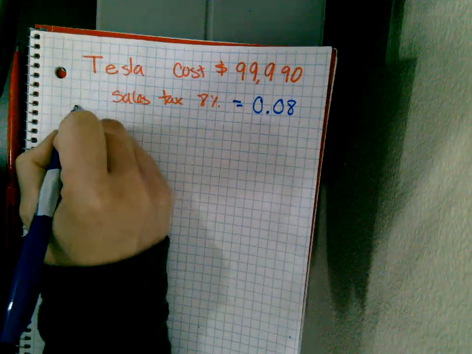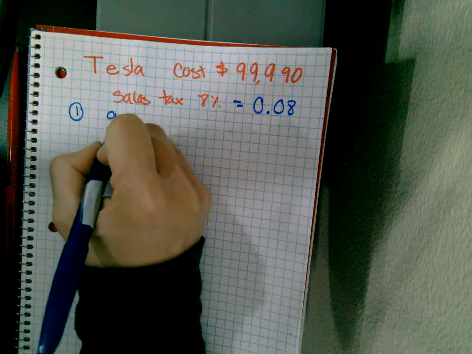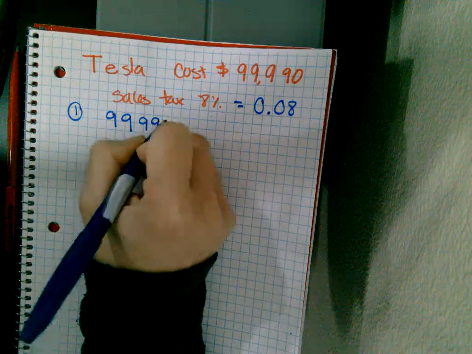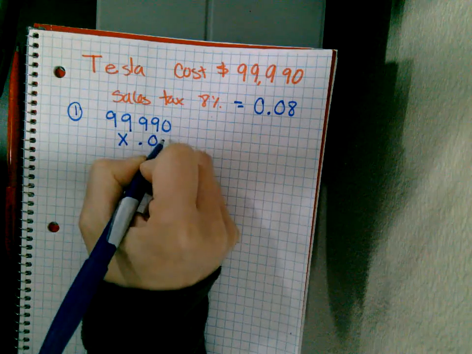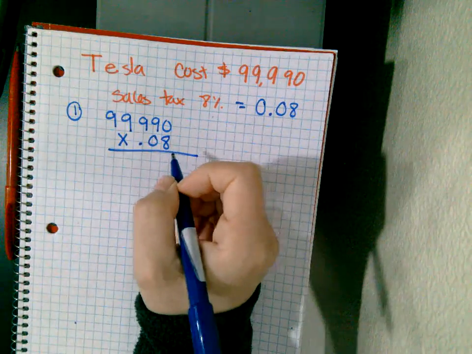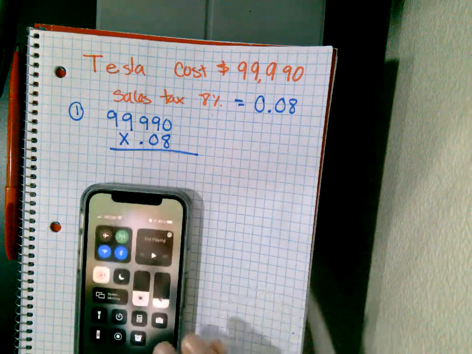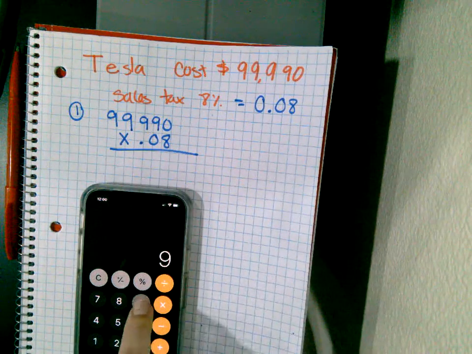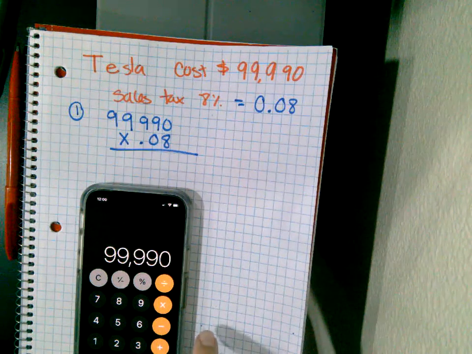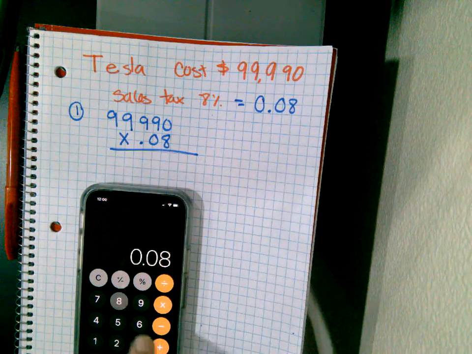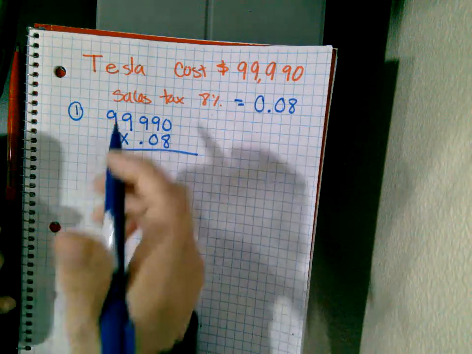0.08. Thank you. So step number 1, you're going to write down what you're going to type into the calculator. Remember, I'm allowing you to use the calculator, but you have to write down what you would plug into the calculator. Grab those calculators, plug it in. Literally, that's what I'm going to do. 99990 times 0.08. Wow.